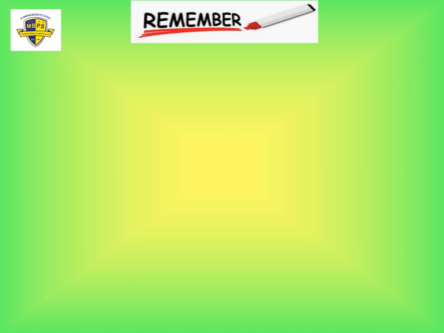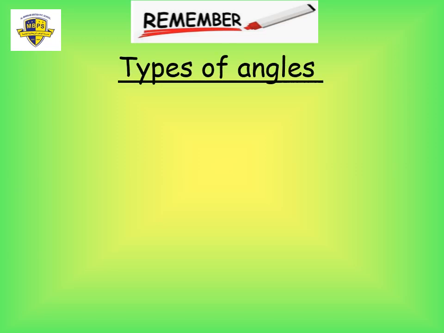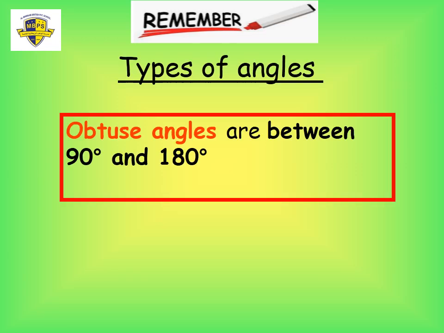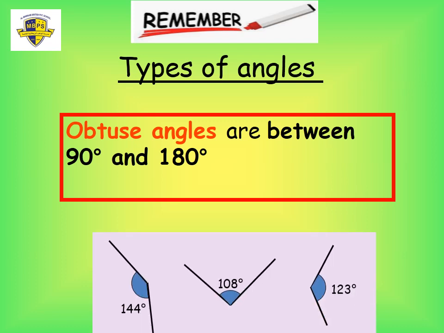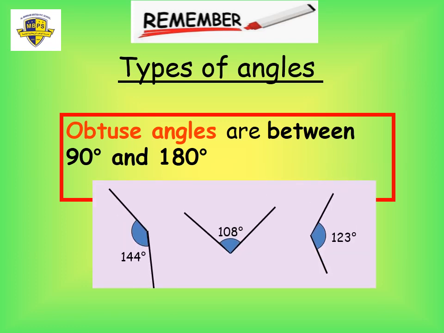The second type, which is more than 90, do you remember the name of this one? Excellent, it is obtuse angles, and obtuse angles are between 90 and 180, so more than 90 and less than 180. You can see here now many obtuse angles: 144, 108 and 123 degrees.